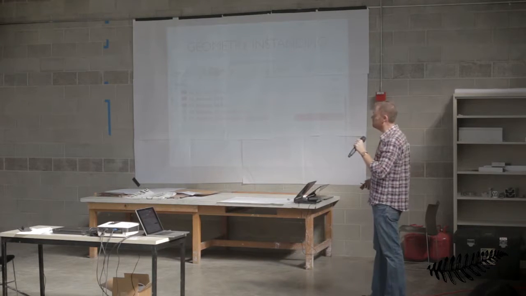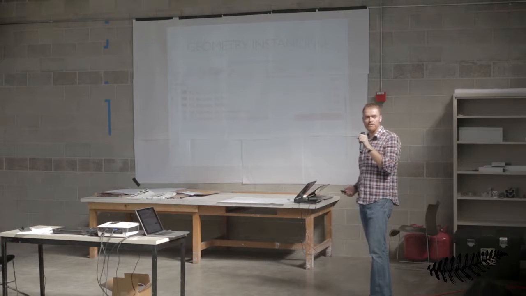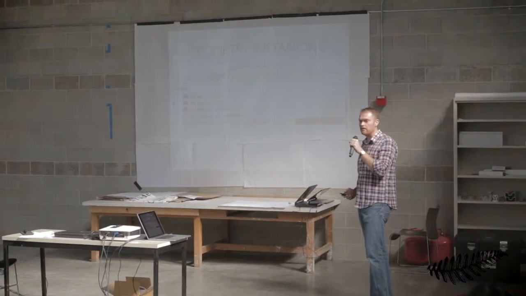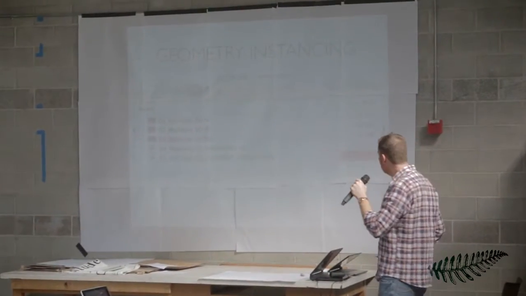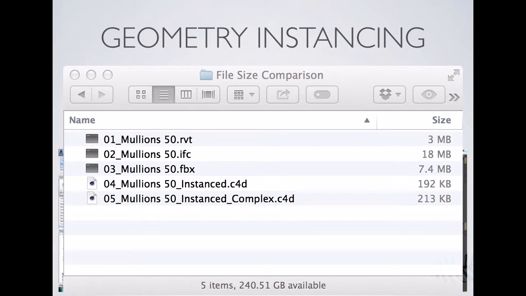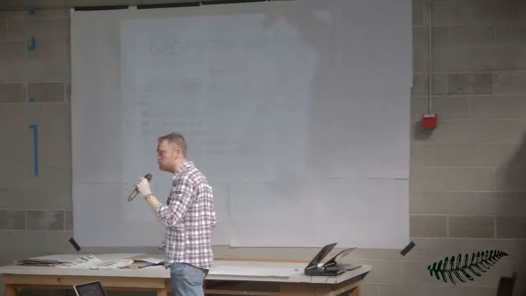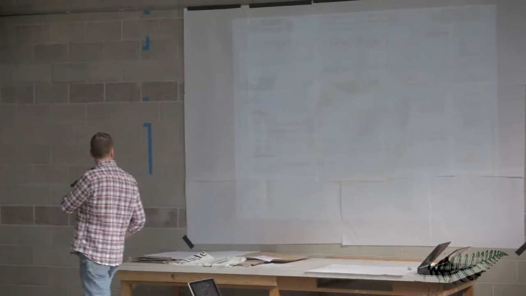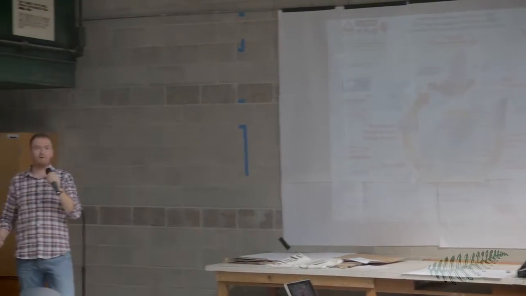So I decided that was not really all that fair. So I went in and I took my geometry and I added all the complexity that mullions have with reveals and channels and slots for the glass and stuff like that. I brought it up to a whopping 213 KB. So instancing technology, guys, let's use it. Anyway, that's my gripe. But why do we want to get out of Navisworks?